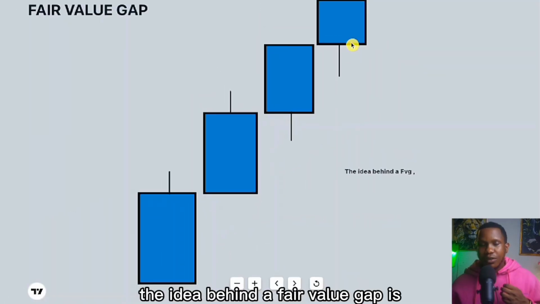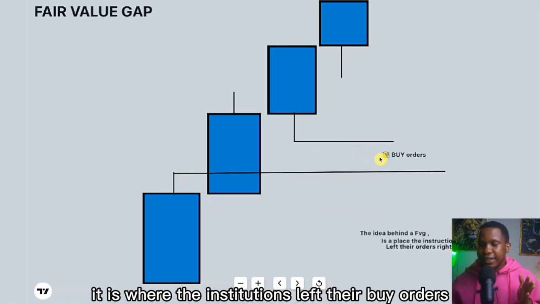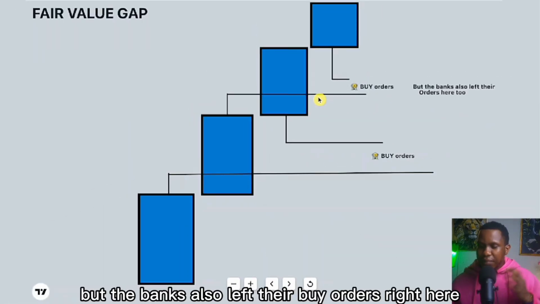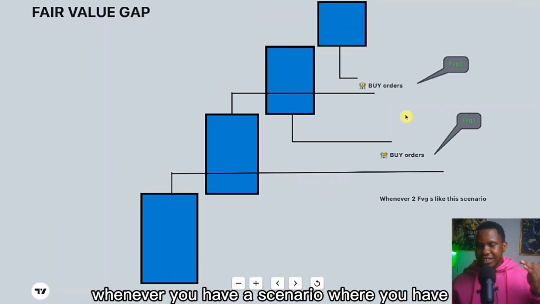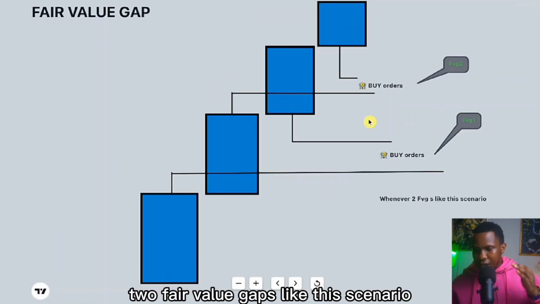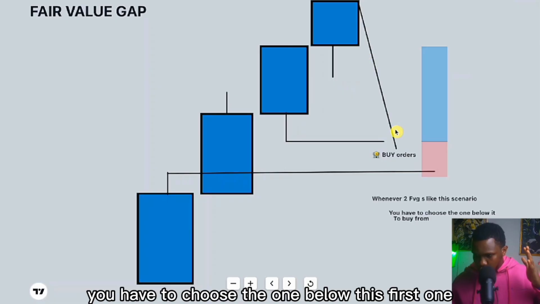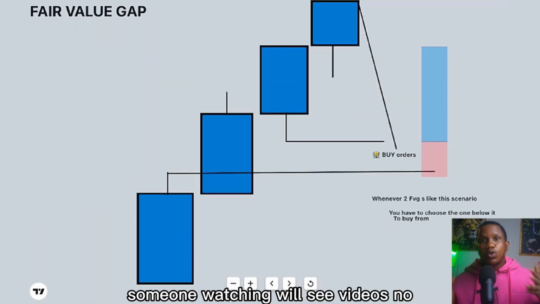It is wrong. The idea behind a fair value gap is it is where the institutions left their buy orders, right? But the banks also left their buy orders right here. Whenever you have a scenario where you have 2 fair value gaps like this, you have to choose the one below this first one. Someone watching will say, Victor Snow, but why?